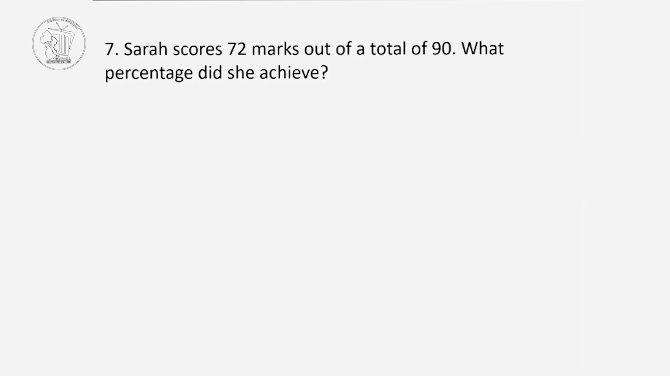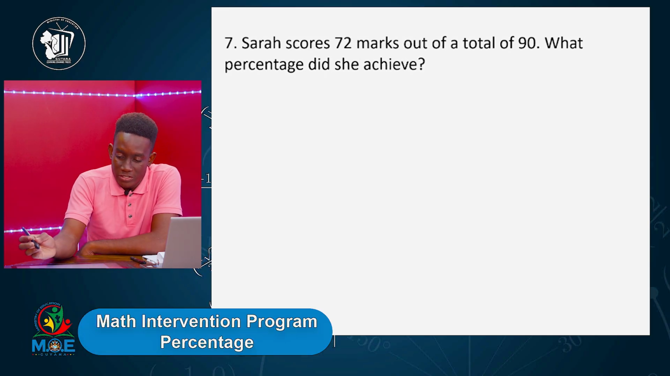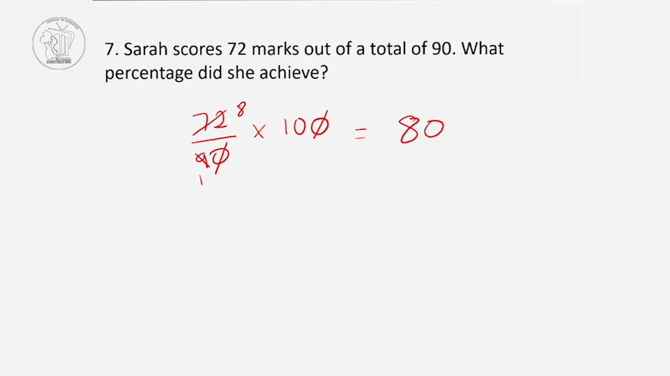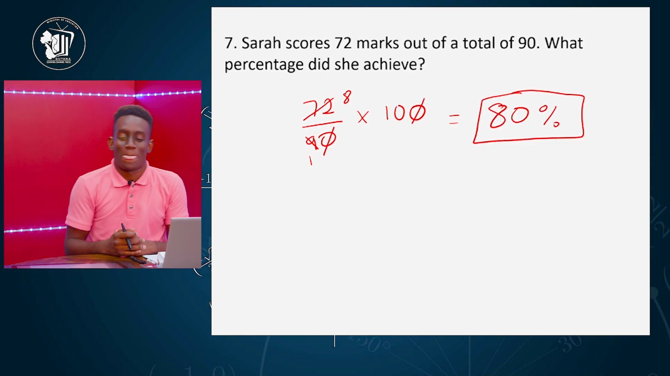And last but not least, Sarah scores 72 marks out of 90. What percentage did she achieve? So she scored 72 out of 90. So we multiply this by 100. So Sarah did very well. So we cancel out. So this 0 cancels with that 0. 9 ones 9. 9 into 72 would be 8. And 8 times 10 would be 80. So Sarah achieved 80%, which is excellent.